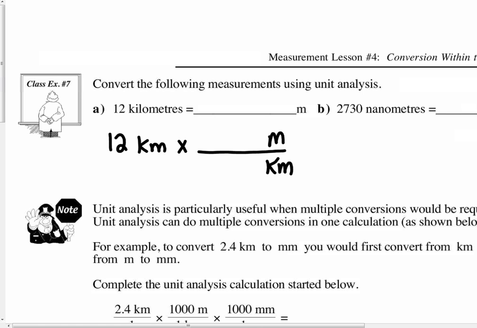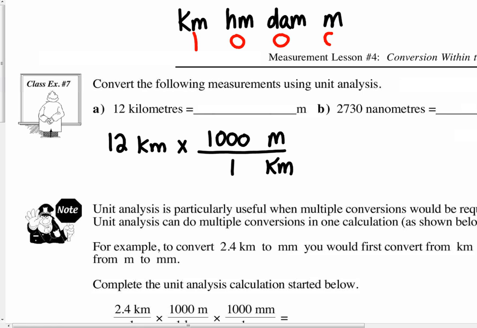So what is the relationship between kilometers and meters? 1 kilometer is how many meters? Not 100, 1,000. And you can see that with the mnemonic, here, 1,000 to get to meters. There's 1,000 meters in 1 kilometer. So 1 kilometer, right, 1,000 meters. So that's how we can also get 12,000.